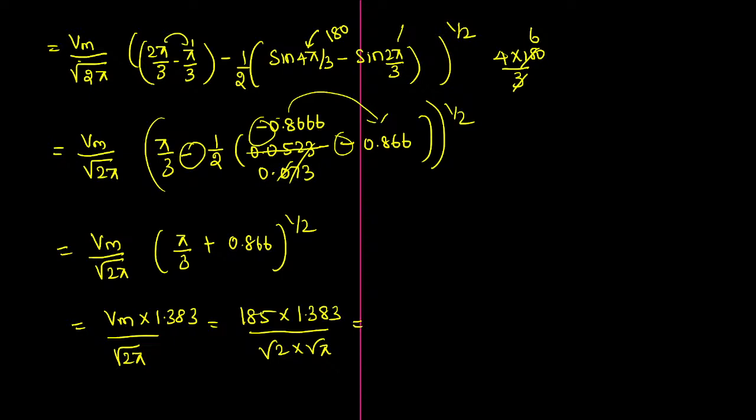So it will be 185 divided by that, so I will be getting 102.084 volt. Okay, what is this? So we have successfully calculated the value of V naught average.